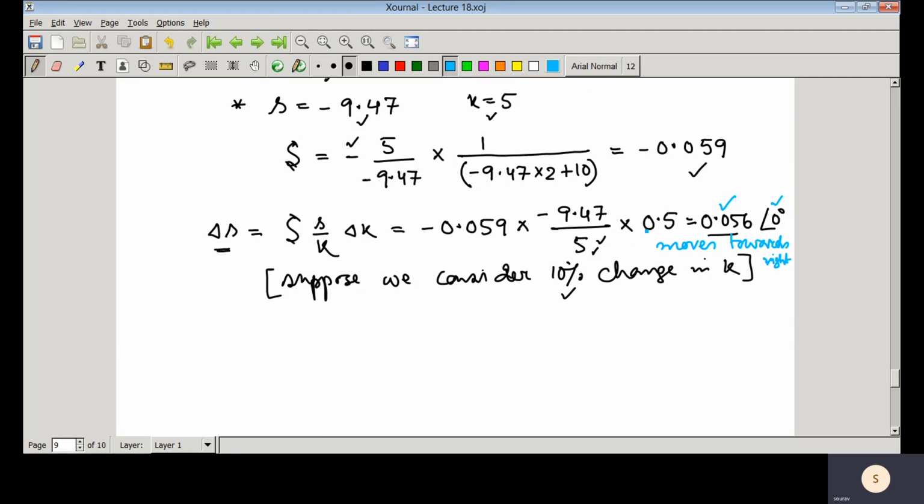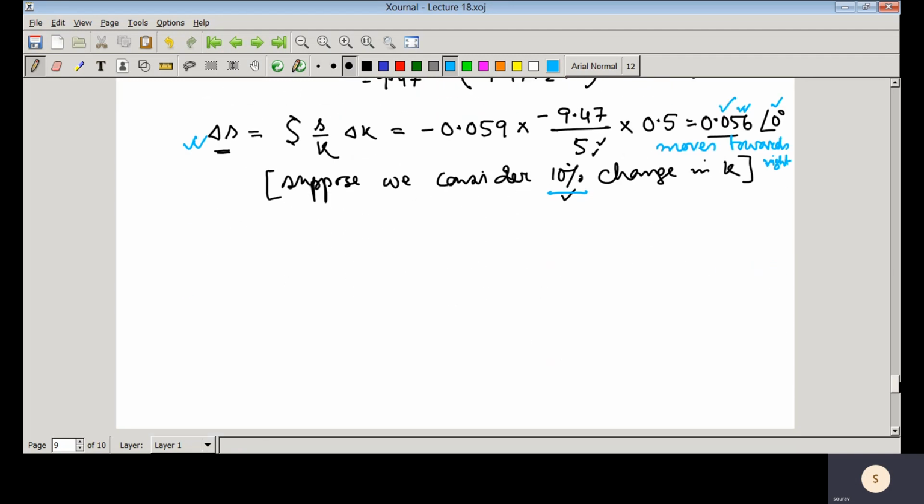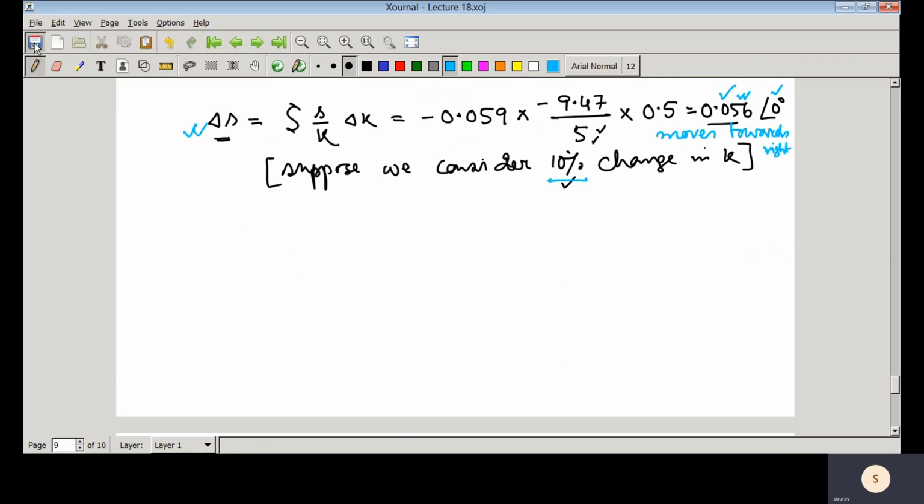So whenever you take a 10% change in K, the closed loop pole will change towards the right with this particular value 0.056. So from root sensitivity you can calculate in the root locus how much change there would be. Similarly, if you take some other value of K and you get S equal to complex, then just by applying this particular formula you can easily find the change in K. So this is called root sensitivity.